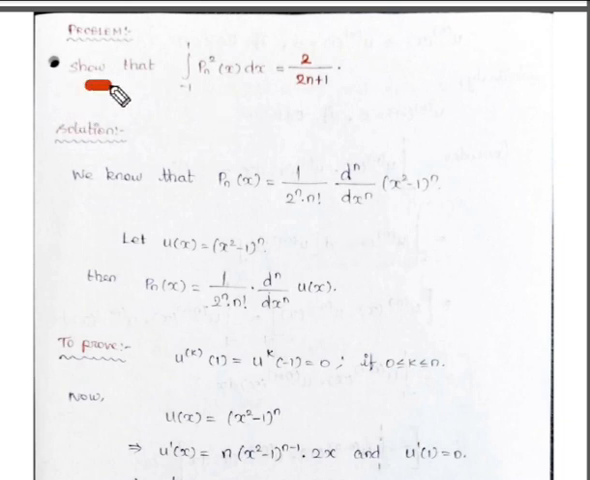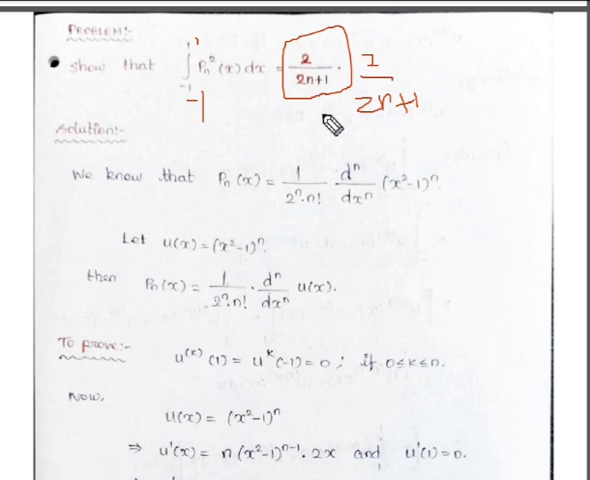What is the problem? Show that the integral from minus 1 to 1 of Pn square of x dx equal to 2 by 2n plus 1. We prove that the integral from minus 1 to 1 of Pn square of x equals 2 by 2n plus 1.